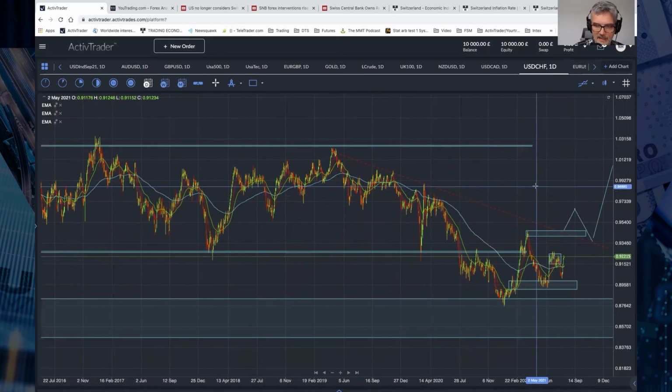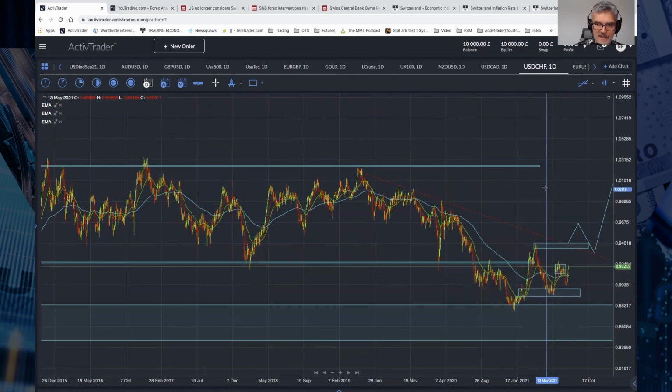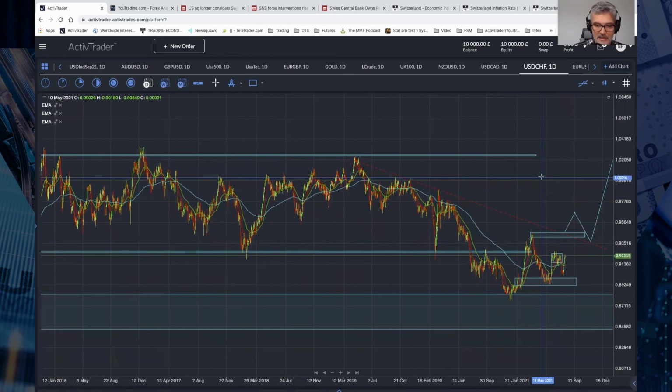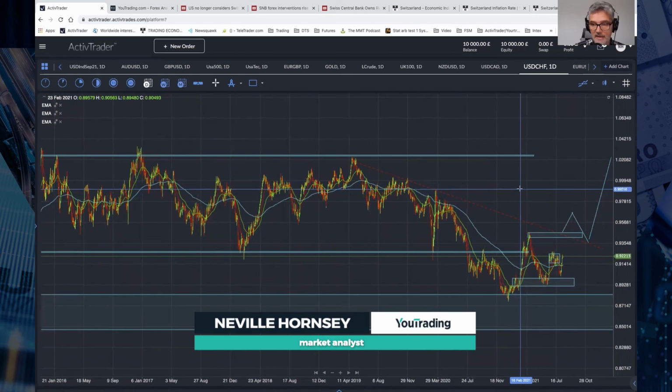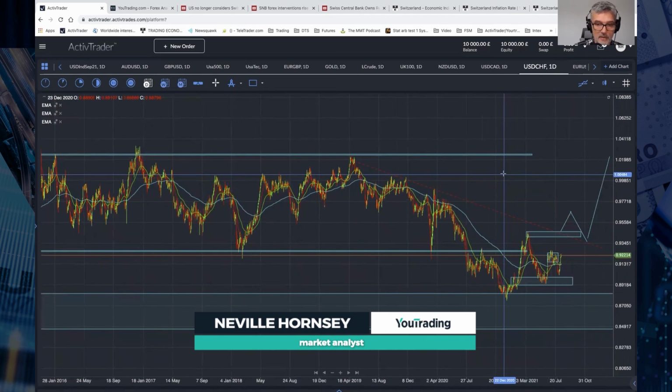So that's my current thinking. I think the SNB are going to help this along as much as they can. And the US dollar is appreciating because of the expectations of rate hikes and the economy doing really well.